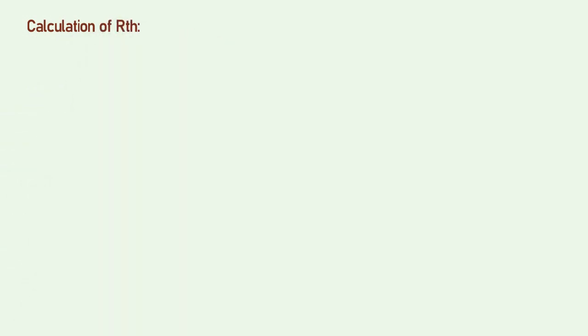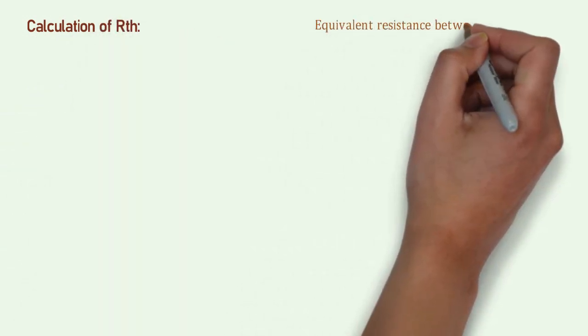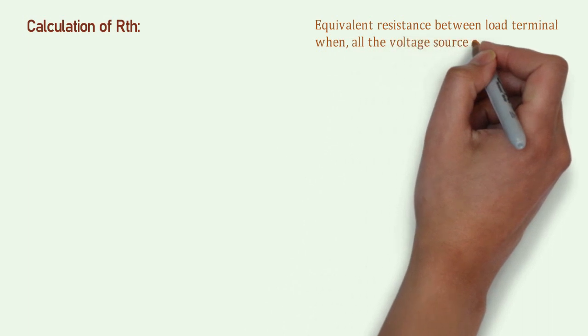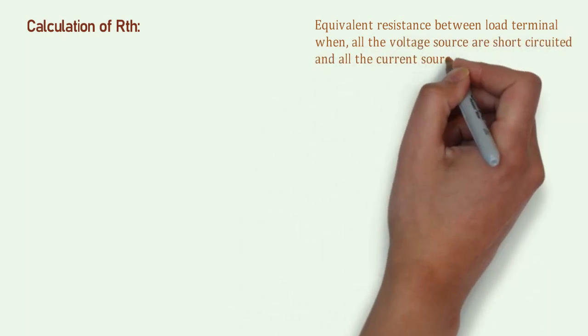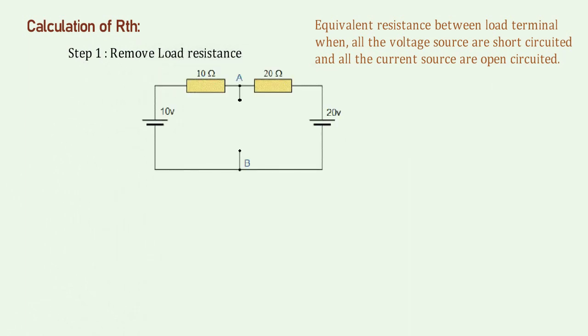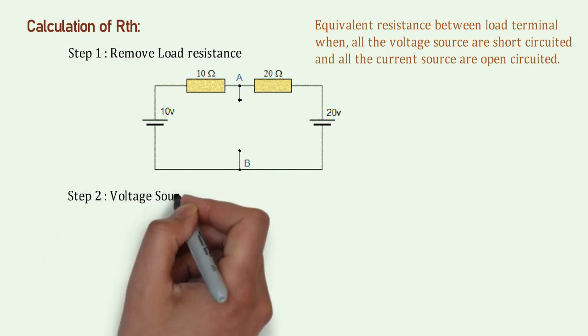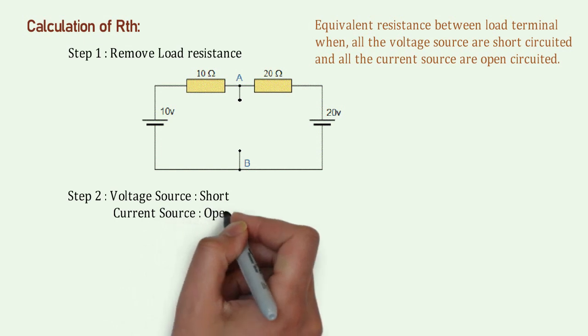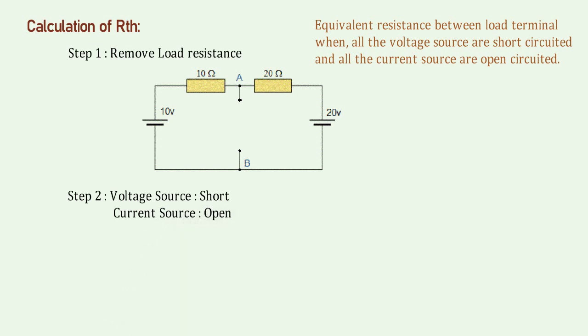Thevenin's resistance may be defined as the equivalent resistance between the load terminals when all the voltage sources are short circuited and all the current sources are open circuited. In order to find the equivalent resistance, there are a couple of steps that should be followed. Step 1 is to remove the load resistor and redraw the circuit diagram. Friends, step 2 is again very simple. In this step, we will short all the voltage sources and open the current sources. Then the circuit will look like this.